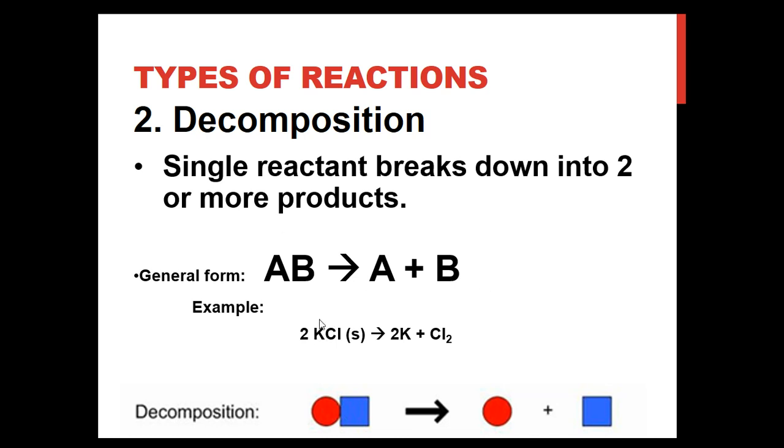And here's an example. We've got KCl, and it doesn't matter how many of them you have. You could have 100 KCl's, but you have KCl as the one thing. You don't have KCl plus H2O or something like that. Okay, and then it's breaking down into K and Cl2.